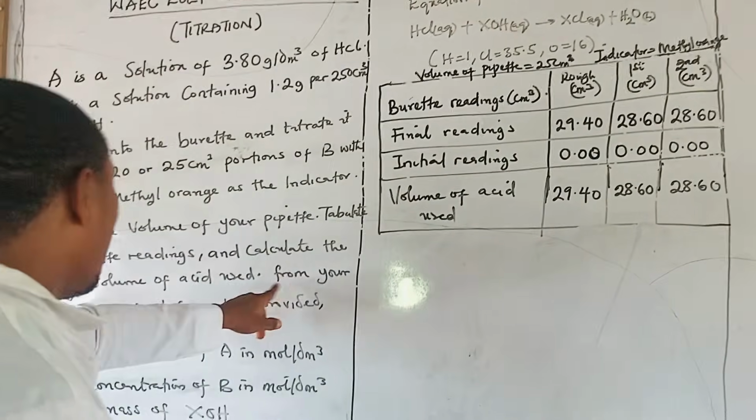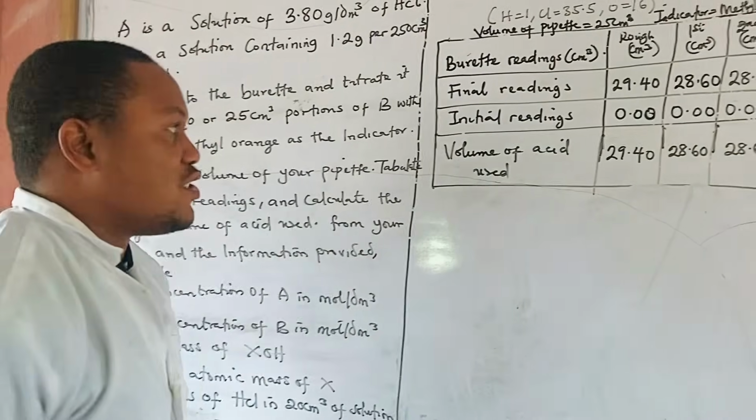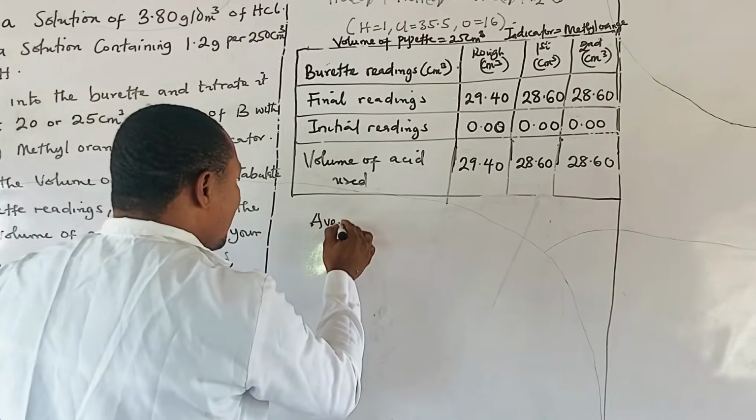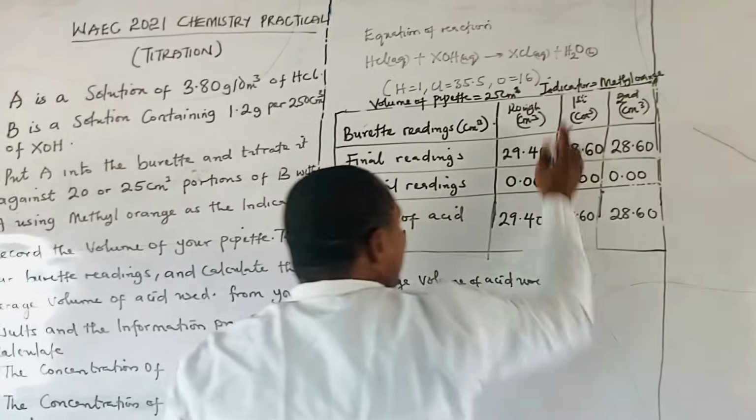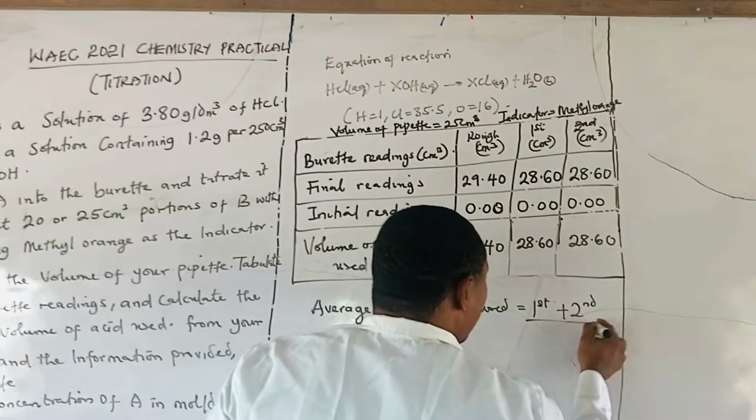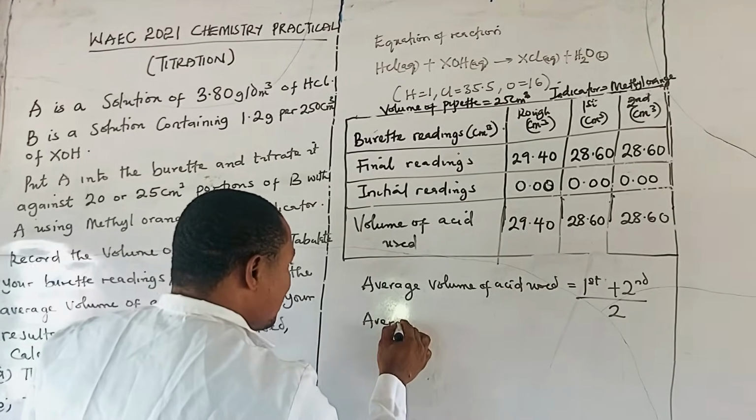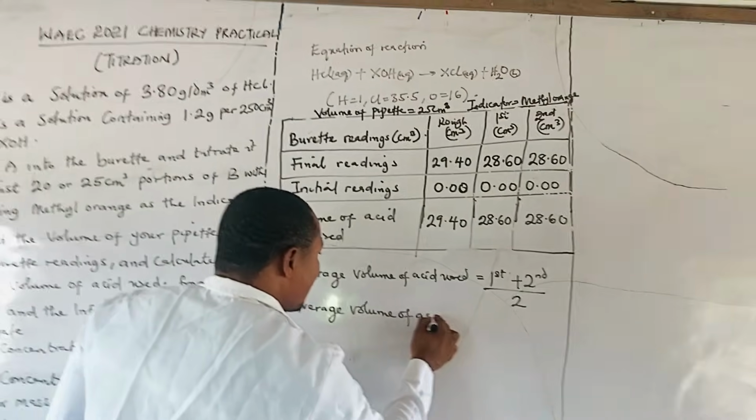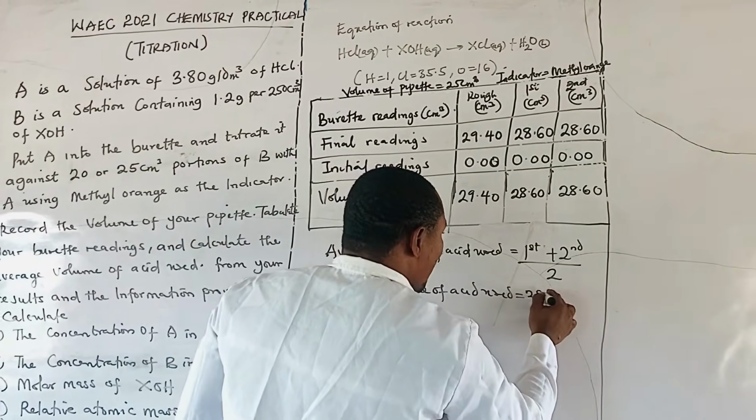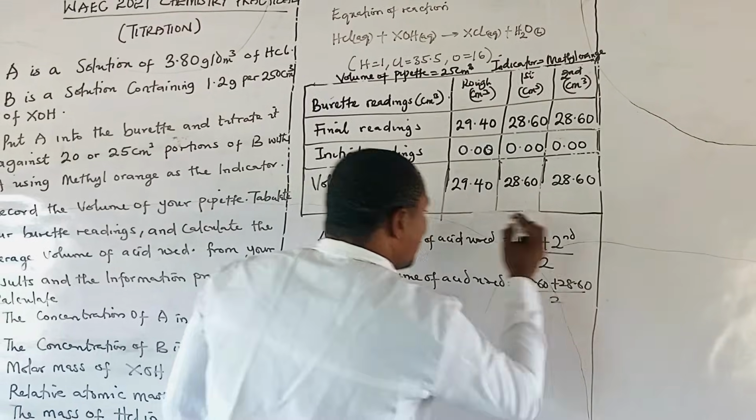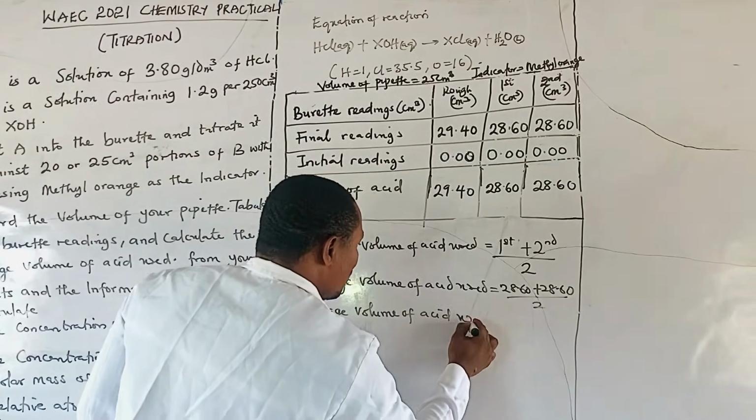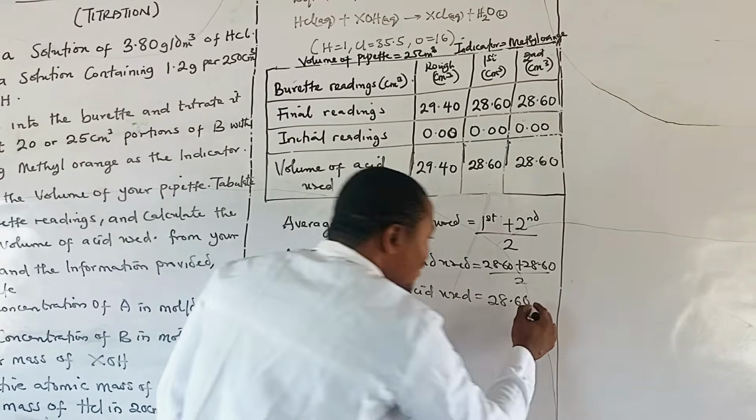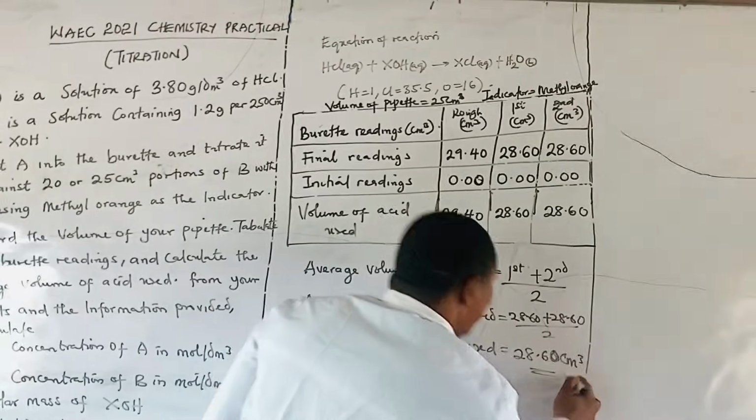So the first thing we are going to do from the question is say, calculate your readings and calculate the average volume of acid used. So what is the average volume of acid used? The average volume of acid used will be what? The first titer plus the second, divided by what? 2. So the average volume of acid used will now be equal to 28.60 plus 28.60 divided by 2. Without wasting much of our time, we don't even need a calculator for that. The average volume of acid used will be 28.60 centimeter cube. Okay, done. 28.60 centimeter cube. Okay, we continue now from A now.